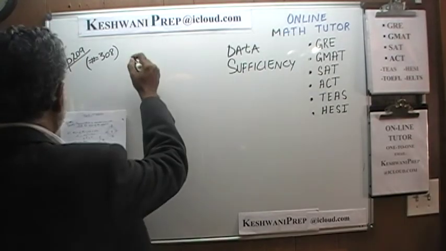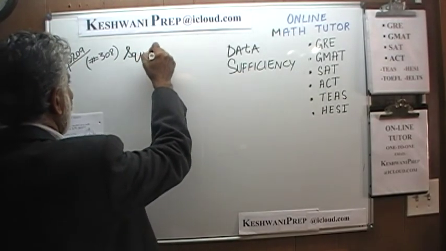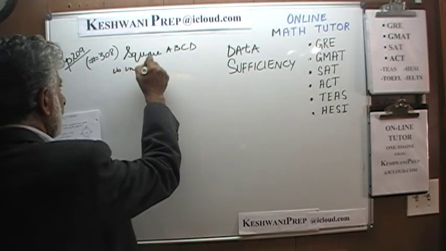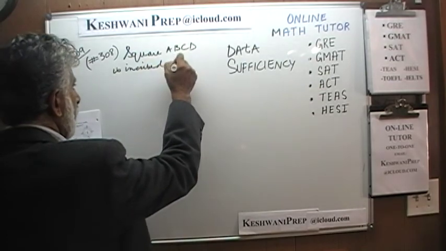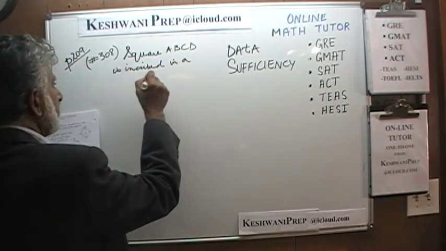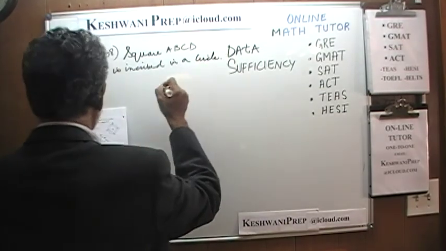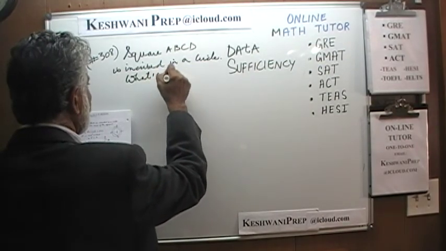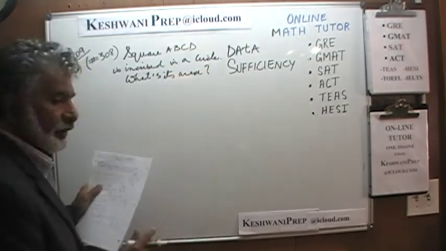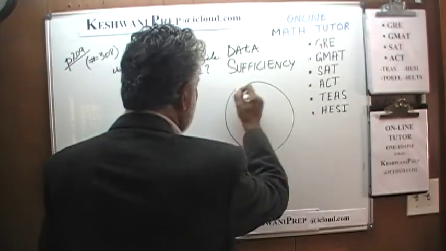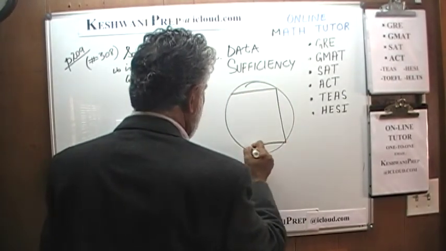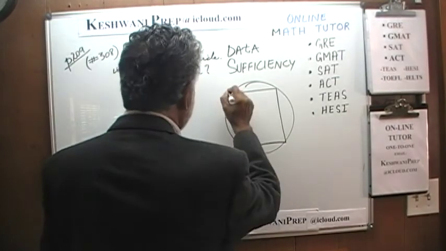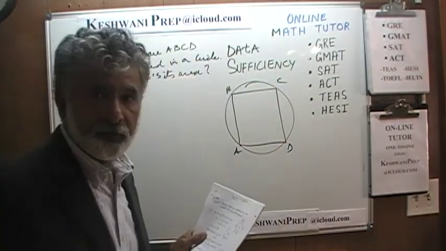All right, let's get going. Number 308, the very first one. It says that we have a square ABCD, and we are told that it is inscribed in a circle. The question is, what's its area? What's the area of the square? So here is our circle, and inside it we have a square. What we want to find out is the area of this square. They're calling it ABCD. Let's see what we are told.